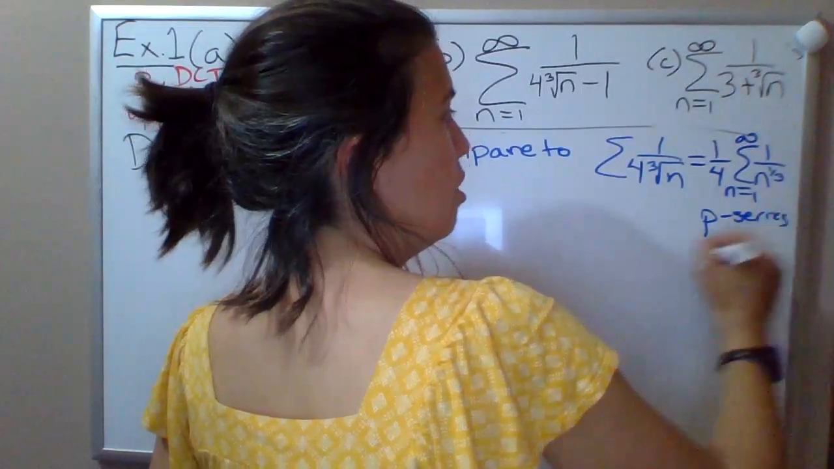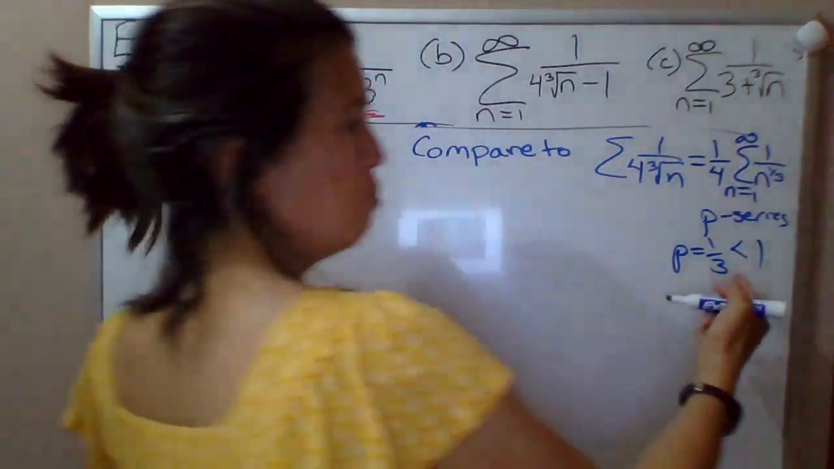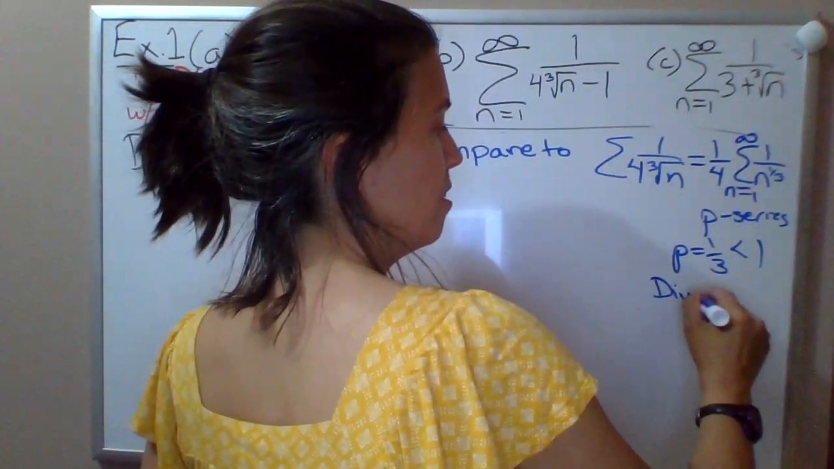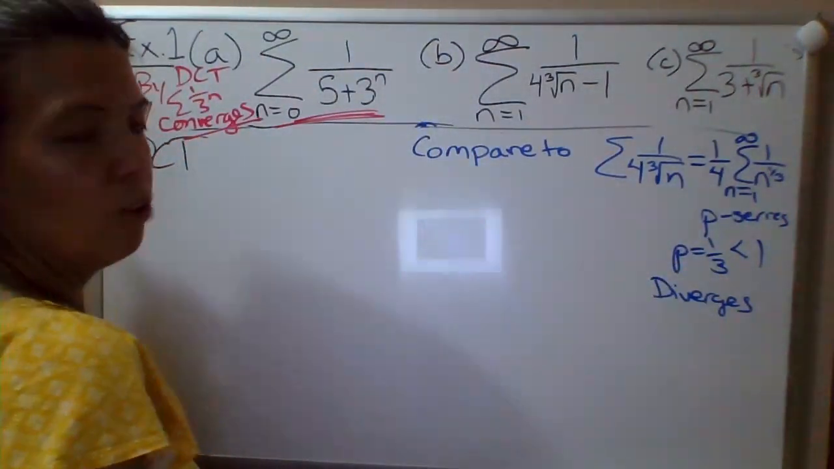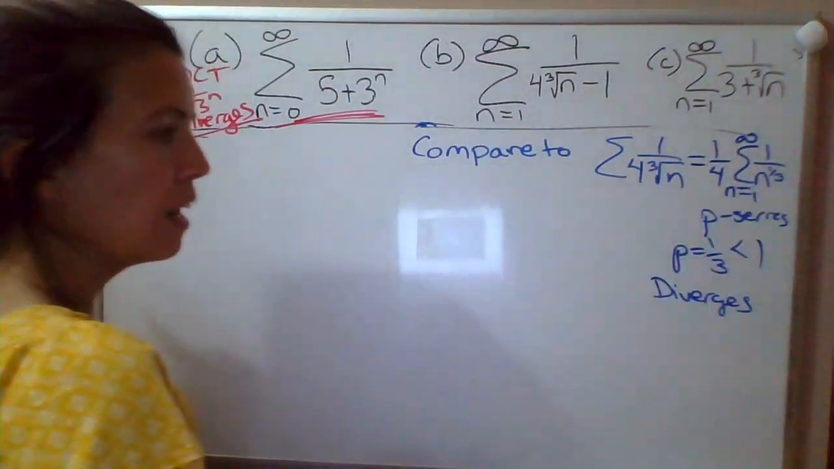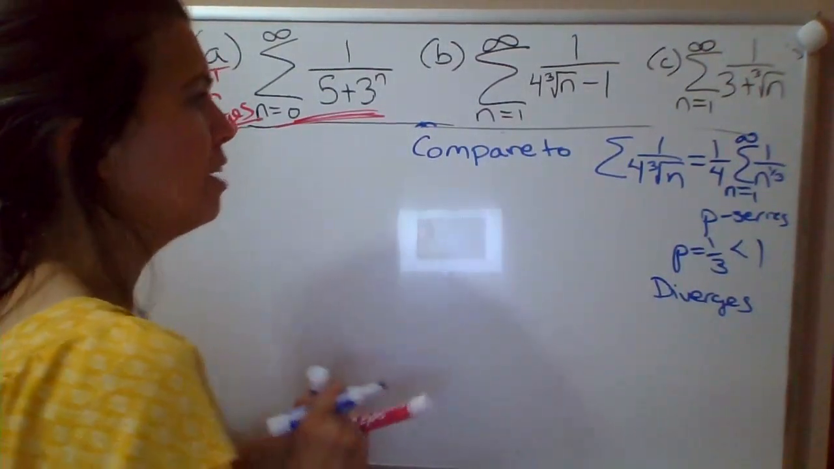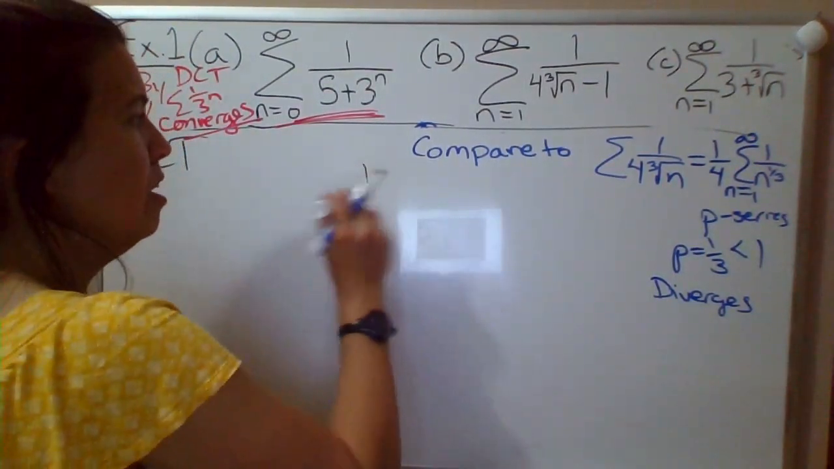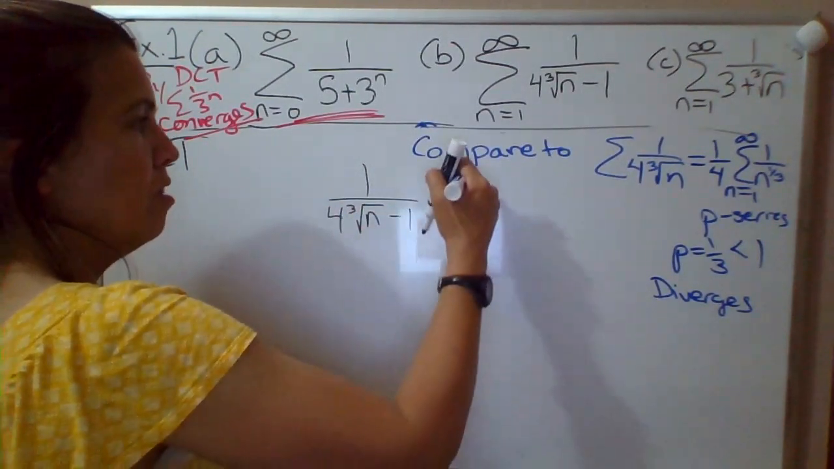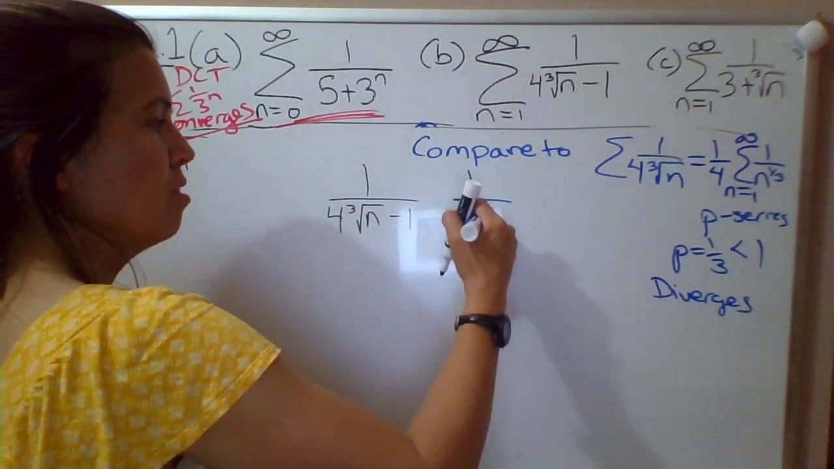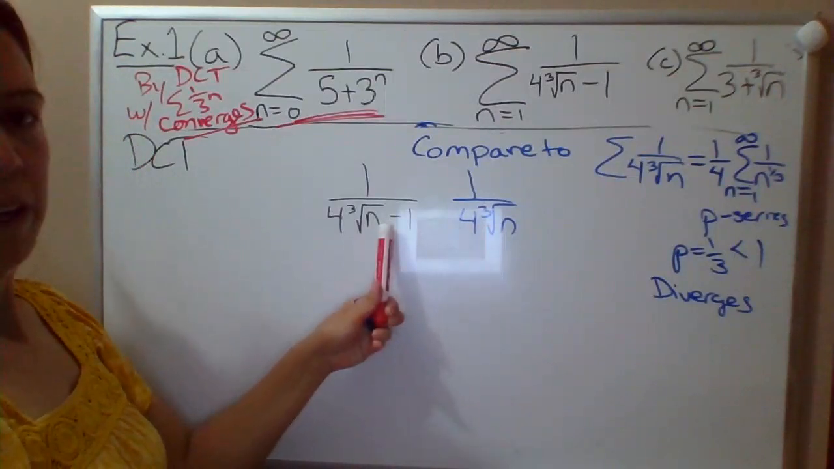A p series with p equal to 1/3, which is less than 1. A p series with p less than 1 diverges. Okay, so I'm comparing it with the divergent p series, 1 over n to the 1/3, or 1/4 times that. But I know for sure this series now diverges. Okay, now look at the term by term comparison we did before. So here's your given terms. Here's the comparison terms. Okay, now notice we're taking away one here.